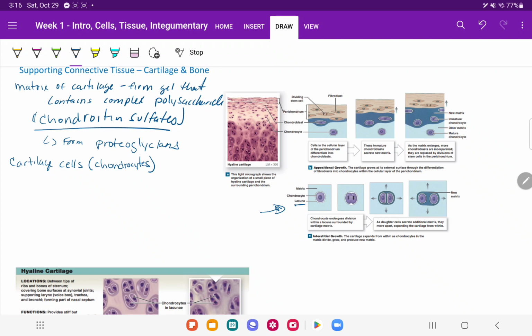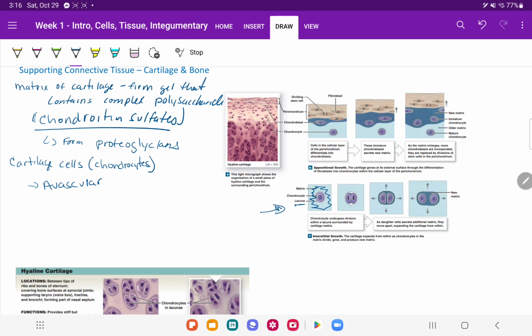However, cartilage is avascular. That's because the chondrocytes produce a chemical that discourages the formation of blood vessels. So all nutrients and waste products must diffuse through this matrix. You can see this is the matrix, where all the nutrients and waste must diffuse through.